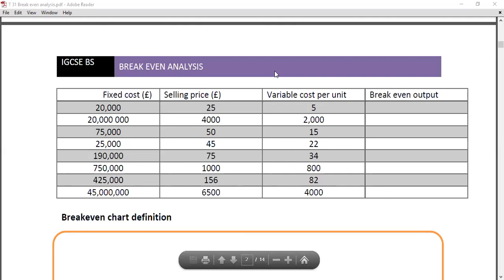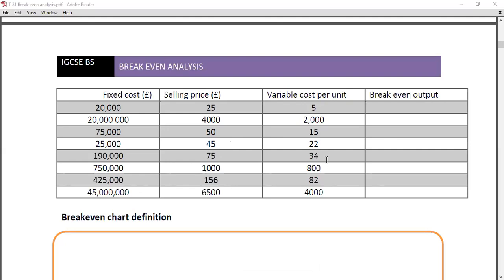Okay, the next question I'm asking Ranusha. 750,000 is the fixed cost over selling price 1,000 and variable cost 800. So you can see contribution is 200 there. So 750,000 divided by 200 is an easy answer. Yes, 4 students gave the correct answer. 3,750. Very good, right?